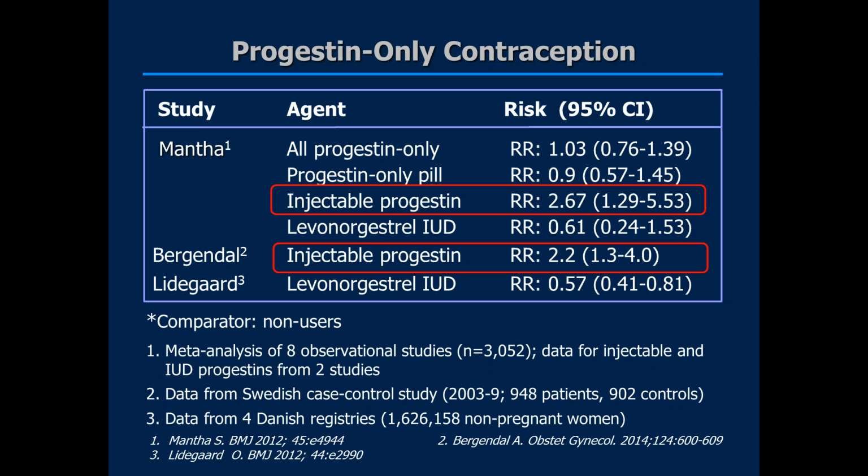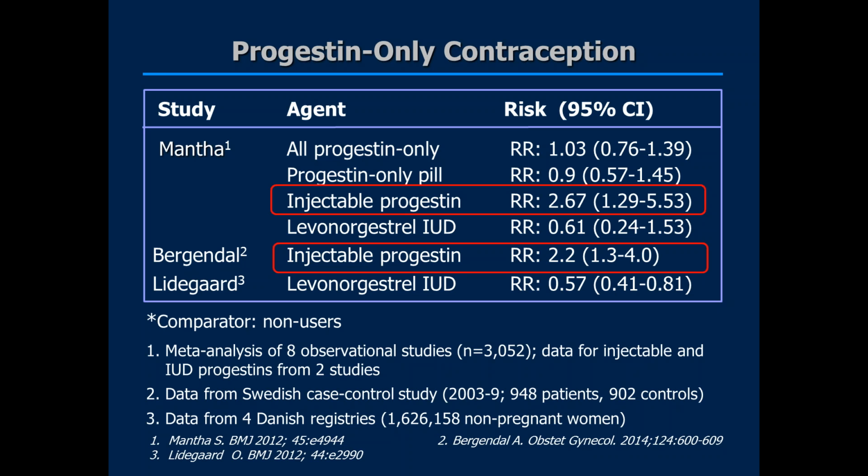And what you can see is that yes, overall, for all progestin-only containing contraceptives, it did not appear that there was a significant increase in the risk of venous thromboembolism. The relative risk was 1.03 with 95% confidence intervals going from 0.76 to 1.39. However, if you start to tease apart the different progestin-only options, you see that there's a difference. It doesn't appear, at least in this systematic review and meta-analysis, that the progestin-only pill or the levonorgestrel intrauterine device were associated with an increased risk of venous thromboembolism.